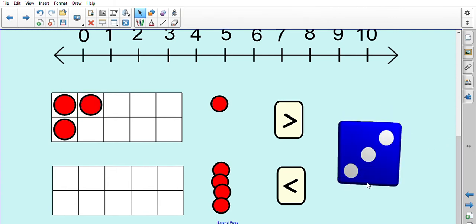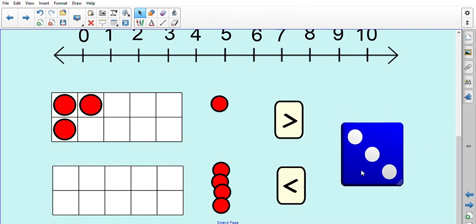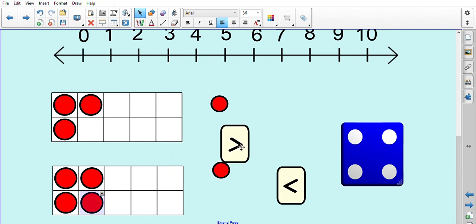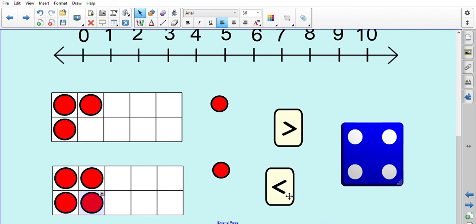And I'm going to roll the dice again. 3 again? What are the chances? I'm going to go again. Don't want the same number. 4. Here we go. 1, 2, 3, 4. So I know that 4 is more than 3. So I would remember that symbol. But 3 is less than 4.